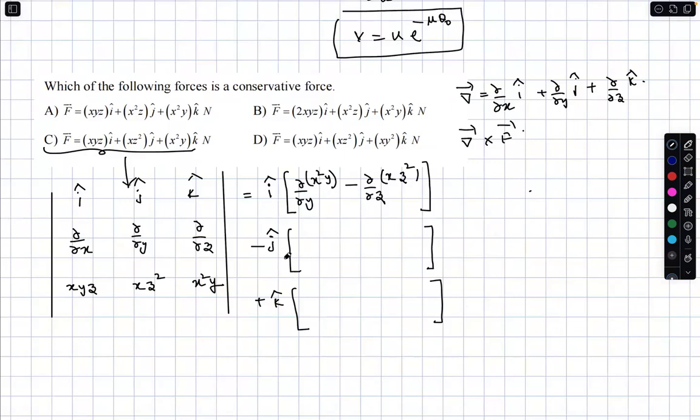So j cap is dou by dou x of x square y minus dou by dou z of x y z. Similarly, k cap component is dou by dou x of x square y minus dou by dou y of x y z.